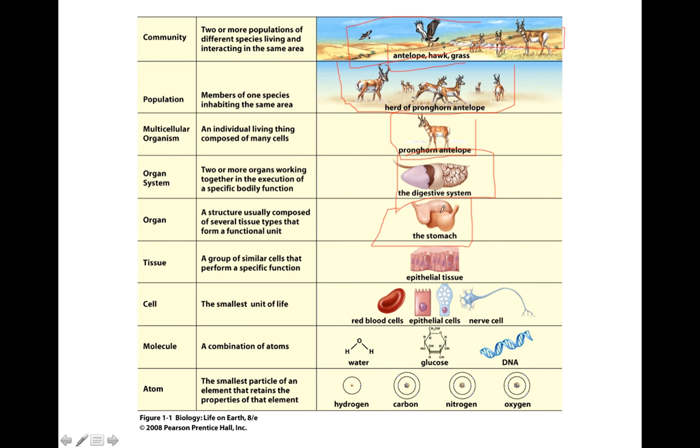Organ is one of them, which is interior. Tissues, this is the best example that you would ever see. Epithelial tissue is a group of similar cells that perform a specific function. Okay, and they also do the same function, even if it's the stomach, they must do the same function, not a different function. And this is the tissue.